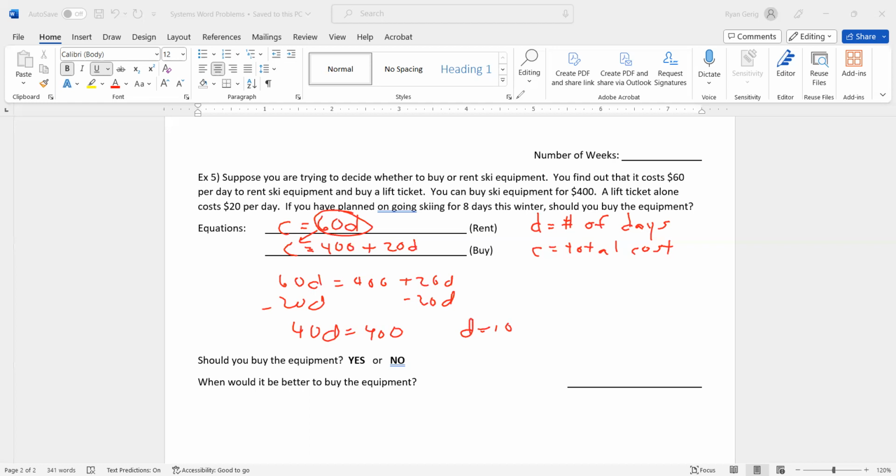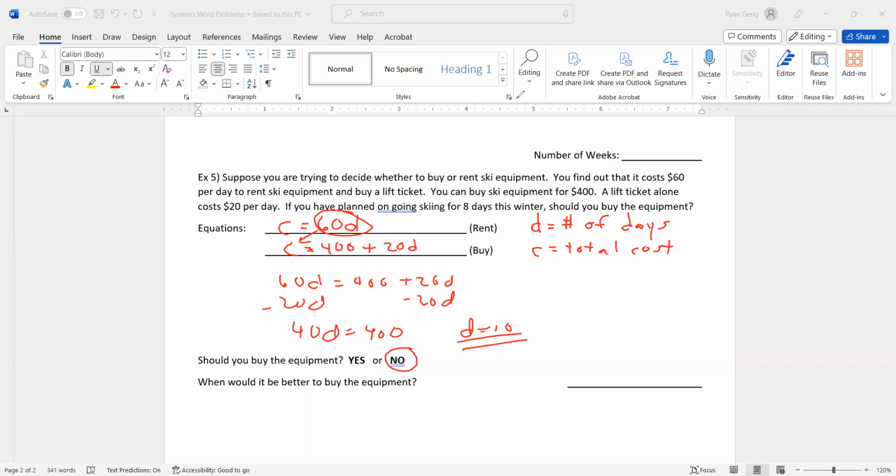Okay. Should you buy the equipment? It's a loaded question. We're just assuming that maybe after the winter season, you're going to resell the ski equipment. Did you get your money's worth? No, you should not buy the ski equipment because 10 days is what it would take to make your money back. You would save enough money from the renting after 10 days to make up what it cost you to buy the ski equipment. So no, if you're only going skiing for 8 days, not a good buy.